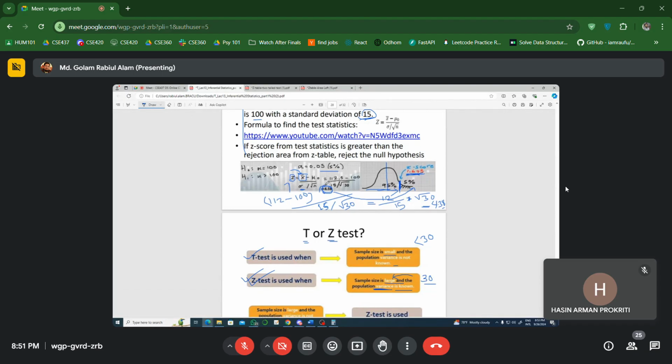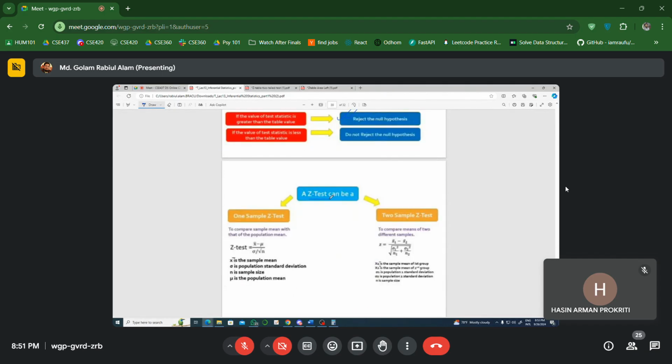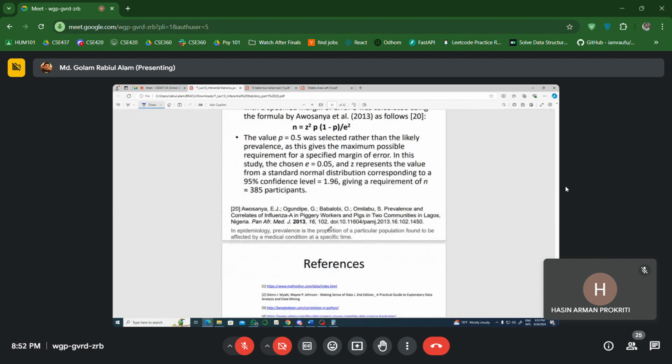Our statistic is 4.56, which is greater than our 1.645. So we have rejected the null hypothesis. Okay. And the G-test can also be of two types, one-sample G-test or two-sample G-test, using the same formula. Yeah, the same formula, like the two-sample T-test and the two-sample G-test.